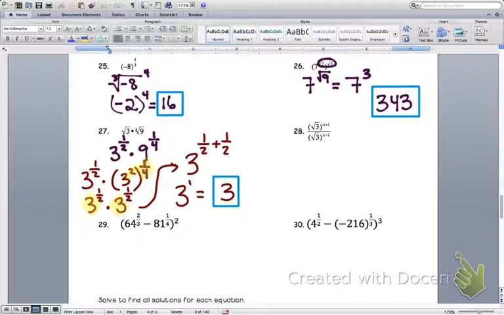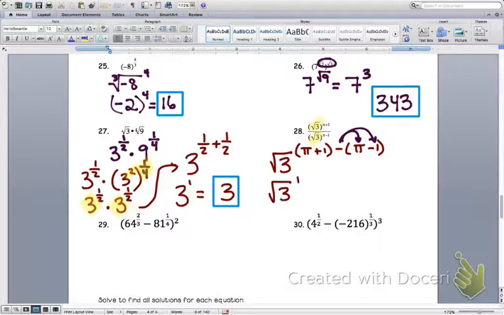Number 28, again, looks scary. It's kind of like that question on the previous page. However, the hard part's already done. We have the same base, so we can just apply our exponent property. Our base is square root of 3, but we have to be careful because we have two binomials. So since we're using our subtraction rule and we're subtracting a binomial, we have to remember that that subtraction sign applies to both of the terms after it, not just the first term.